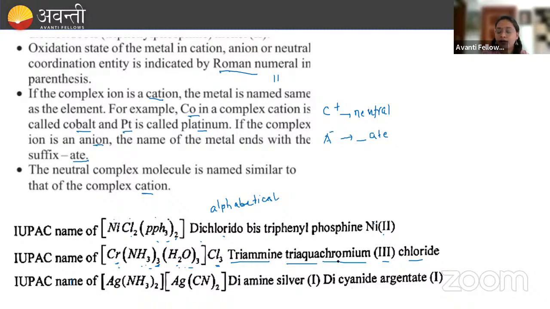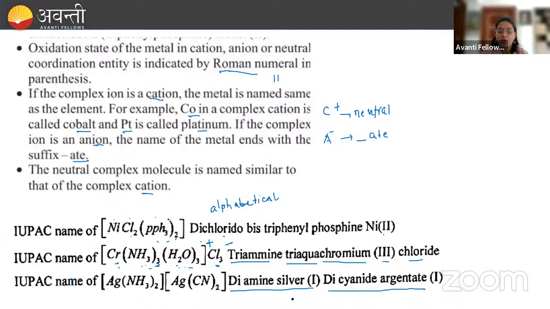How do I get to know that this is a positive complex? Because in the outer sphere there is a chlorine present, and chlorine is a negative ligand. That is why the complex will have a positive charge, and that is chromium(III) chloride. Next, Ag(NH3) and Ag(CN). So these are 2 complexes present here. Ag(NH3) twice, so I will write diamminesilver(I), and for cyanide, dicyanidoargentate(I). Cyanide is a negative ligand.